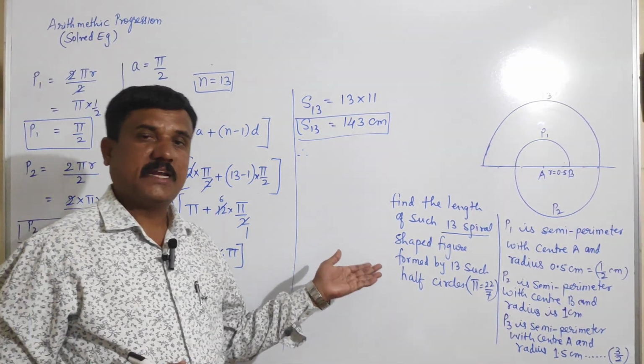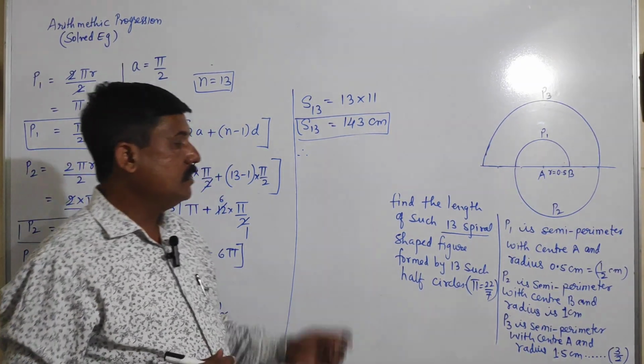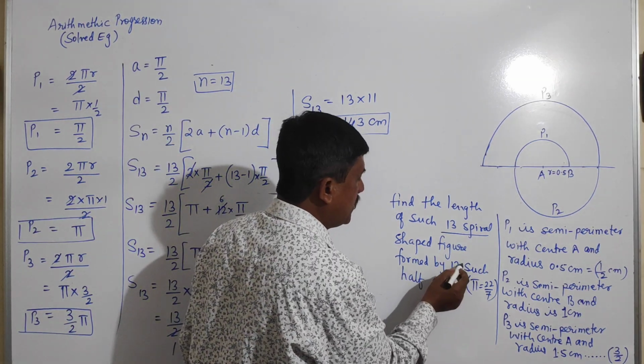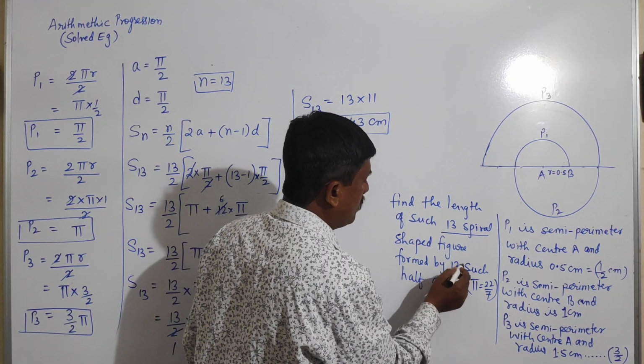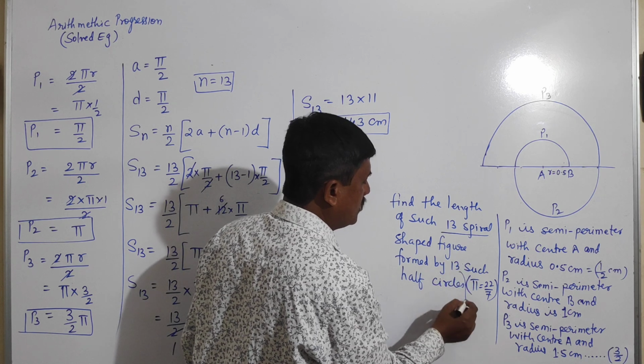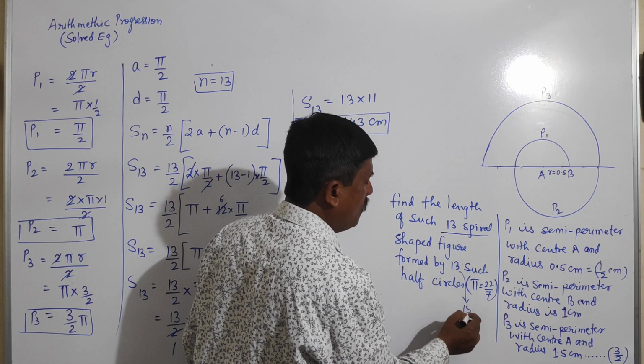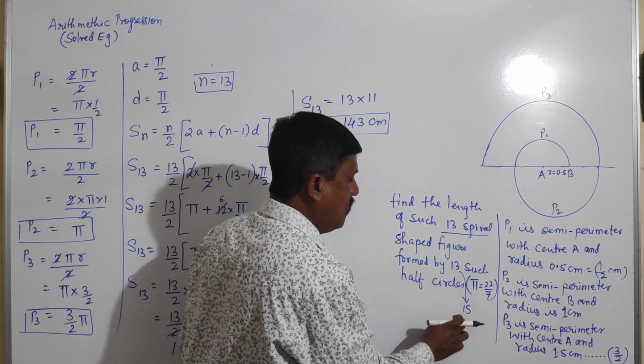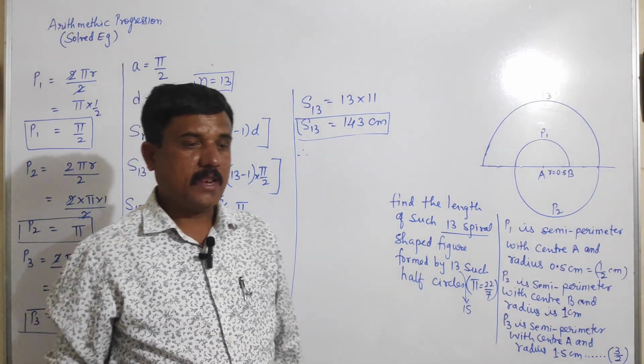So you have to practice such type of sums also. For homework, instead of 13 spirals, take a figure formed by 15 such spirals. Homework is for 15 such spirals.